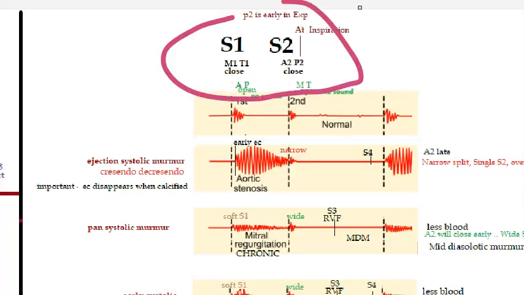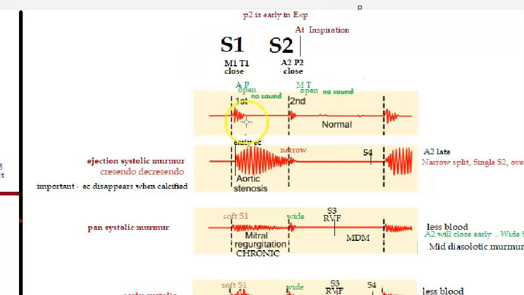Okay, so this is the one that we are trying to draw your attention to. S1 is M1 T1 closure. S2 is aortic valve closure and pulmonary valve closure. But A comes first. Why? Because left ventricle will empty and close the aortic valve sooner. Okay. And when you inspire, what will happen? P2 will go further beyond. Okay. So P2 will go a little further beyond. So this is the normal splitting of the second heart sound.